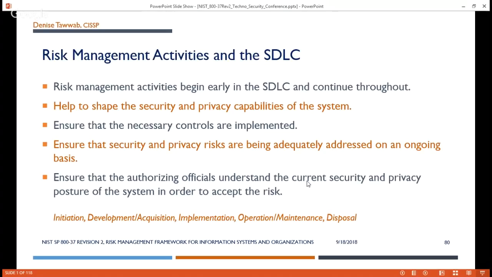All right, your risk management activities on the SDLC. Risk management activities begin early in the SDLC and continue throughout the entire life cycle. They help to shape the security and privacy capabilities of the system. They ensure that the necessary controls are implemented. They ensure that security and privacy risks are adequately addressed on an ongoing basis, and ensure that the authorizing officials understand the current security and privacy posture of the system in order to accept the risk.